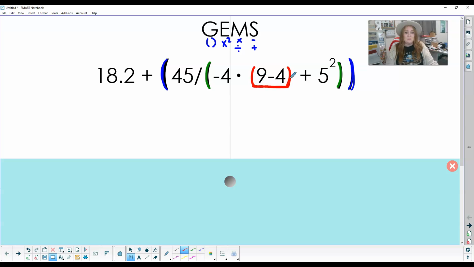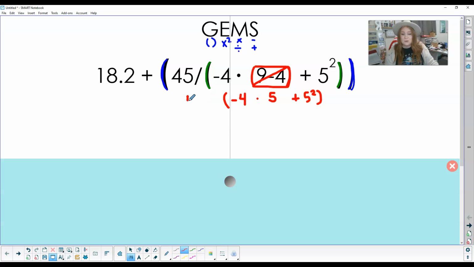So now we follow. So here's my group, found my group. There are no exponents, there's no multiply, divide. All I have to do is subtract. So I'm going to box that up. 9 minus 4 is 5, and I use that. So now I'm bringing everything else down. So I have minus 4 times 5 plus 5 squared inside that parentheses.